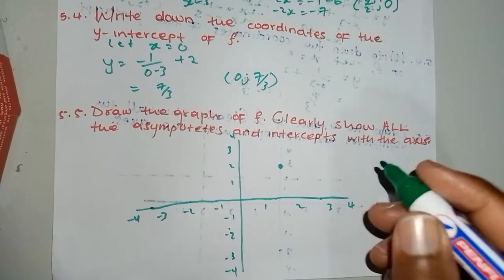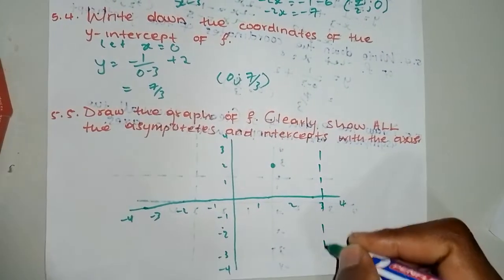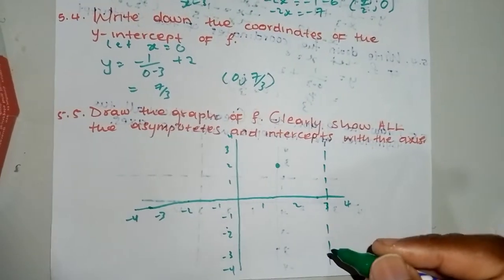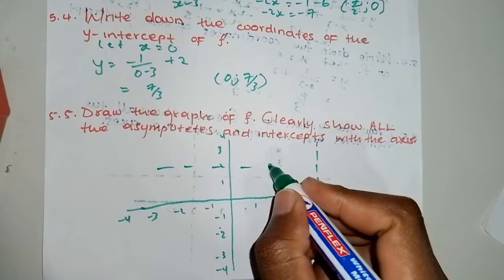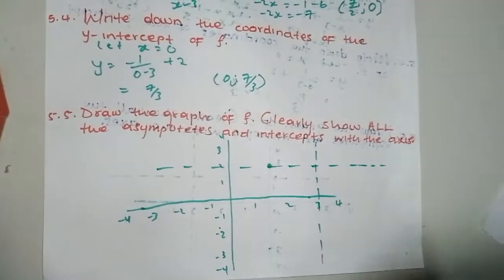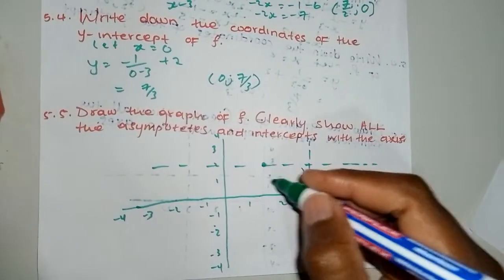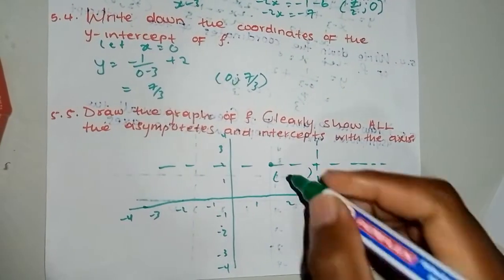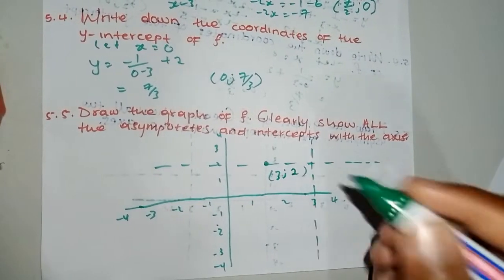Now, asymptotes. I have an asymptote at x equals 3. At this point, this is my first asymptote. I have another asymptote at y equals 2 at this point. Those are my asymptotes. Now, I can just write them in terms of coordinates and say 3, 2.